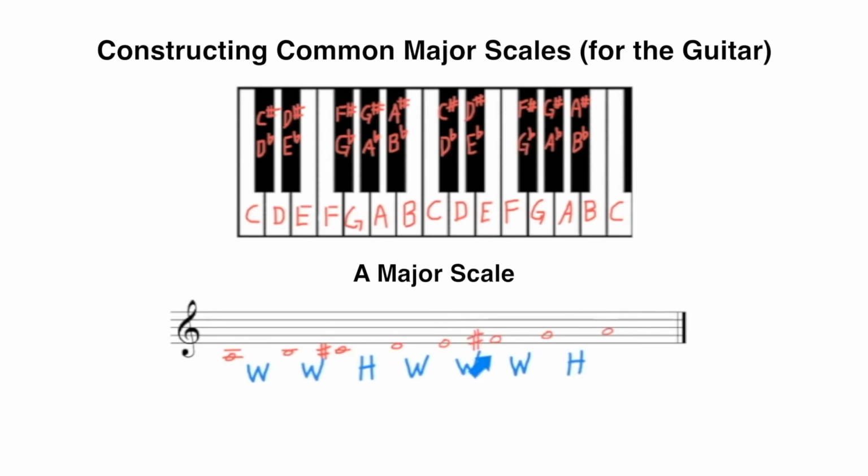Now from F sharp, we need another whole step. Looking up at the piano, F sharp to G is a half step. So to make that a whole step, we're going to raise that G up to G sharp, so we have a whole step from F sharp to G sharp. Finally, from G sharp to A, we have a half step. So this is the A major scale.